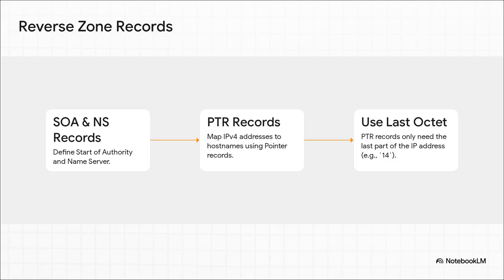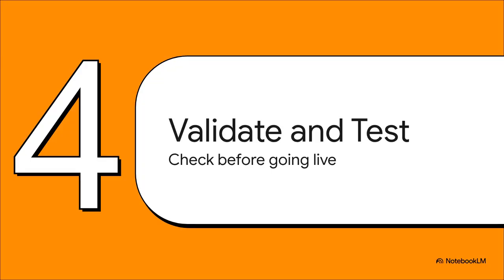And check out this cool shortcut. Because the zone is already named for the network part of the IP, you only have to write the very last number of the IP address for each record. Pretty neat, huh? We are so close.